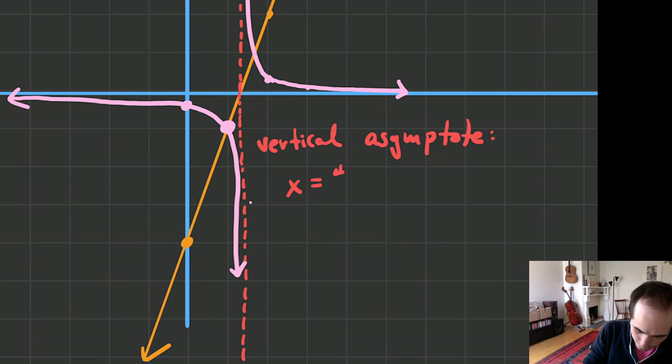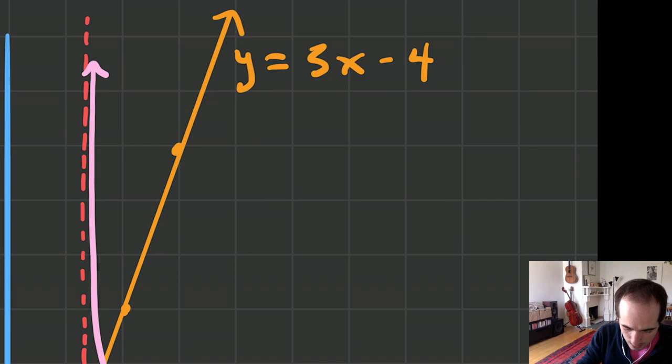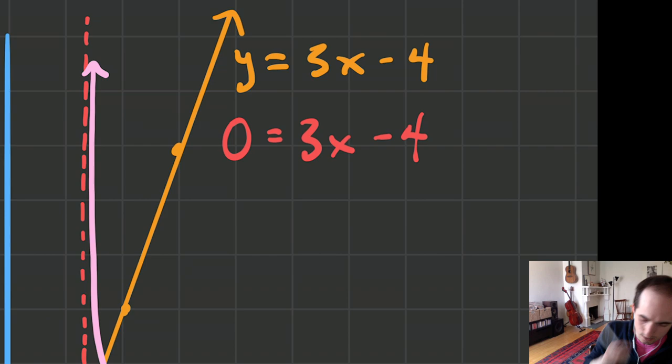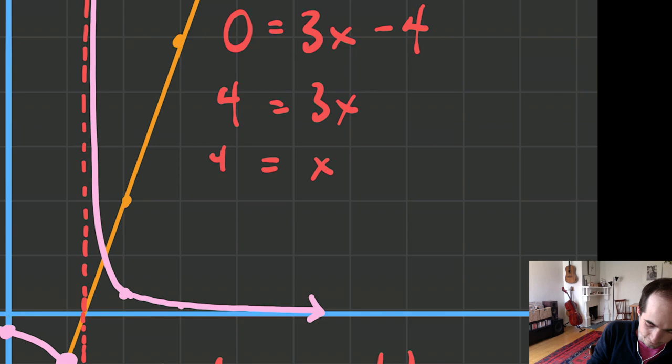If you wanted to do this with algebra, you could take this guy and set it equal to 0. You could set y equal to 0. So you could say, okay, if y is equal to 0, what's x equal to? Well, you would set it up like this, 3x, and you'd say that x is equal to 4/3. So that's how you could do it with algebra if you wanted.